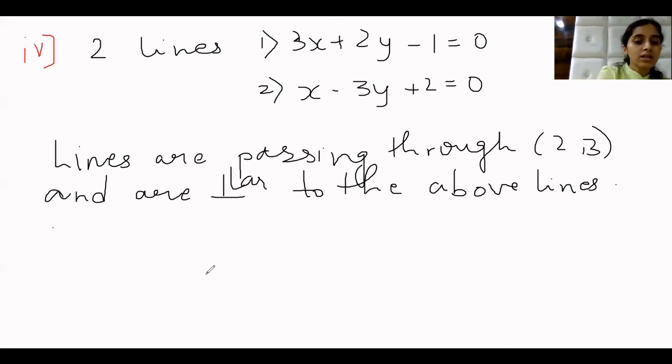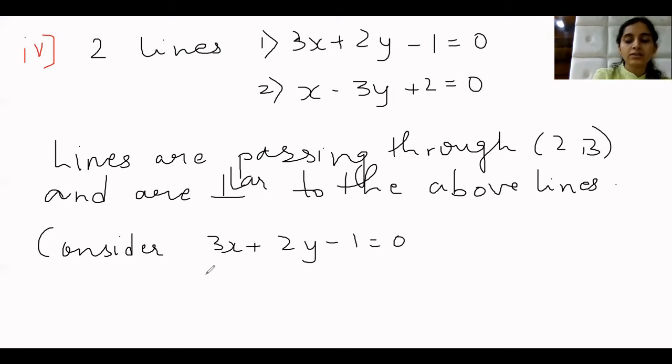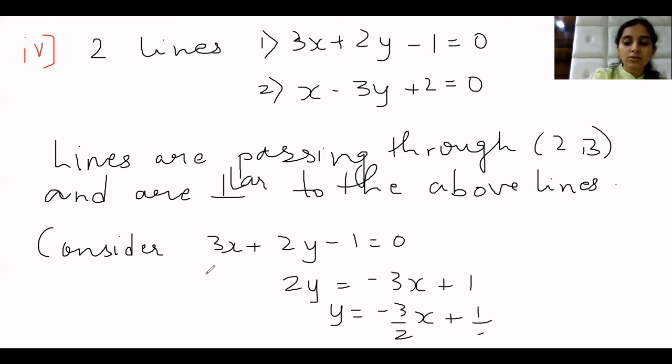Let us consider the first equation: 3x plus 2y minus 1 equal to 0. Let's find its slope. I will write it in the form y equal to mx plus c, which will be 2y is equal to minus 3x plus 1, so y is equal to minus 3 upon 2 x plus 1 upon 2. What is the slope of this line? m is equal to minus 3 upon 2. We can call this m1.